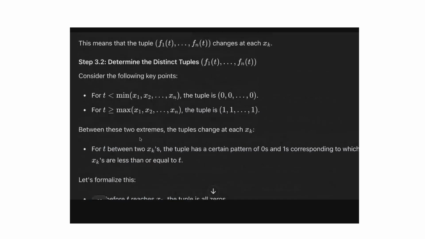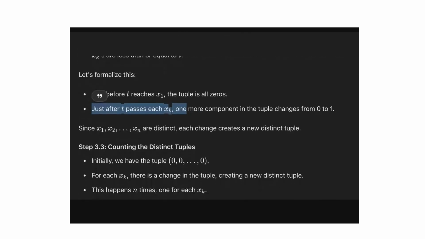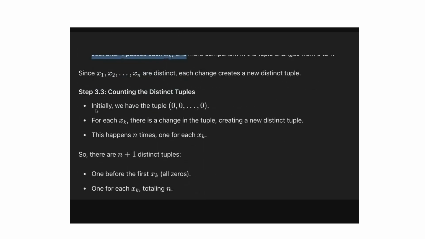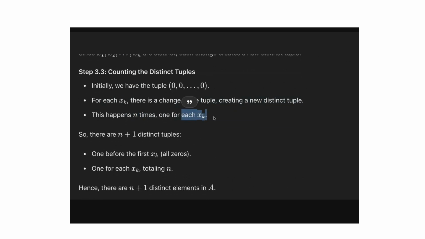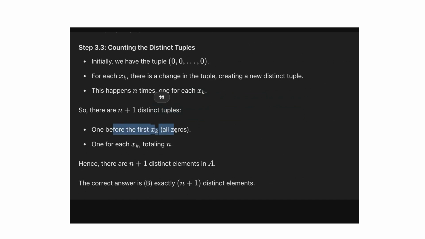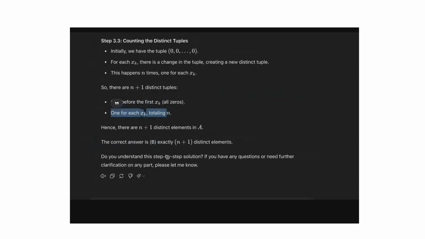But it gives you step by step because you have given the prompt. Otherwise it will not give you. Now, step 3. Initially, you have 0. Each x_k changes, giving a new distinct tuple at every x_k. That happens n times, 1 for each. So there are n plus 1 distinct tuples, one before the first x_k, all zeros, and the ones for each x_k totaling n. So see, yes, I understand.